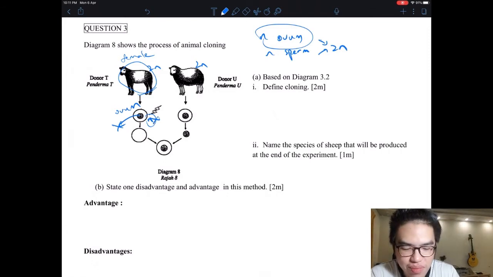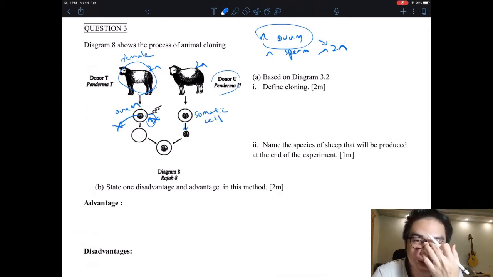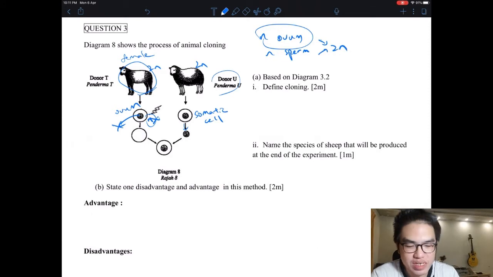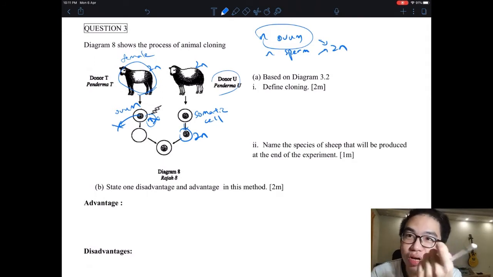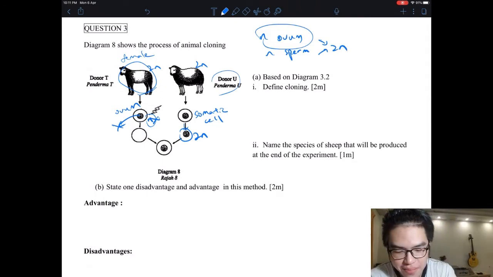And then from another donor U, they take a cell. Any somatic cell. Remember, it's a somatic cell. A somatic cell is any cell in your body. So they take out the somatic cell and extract the 2N from it. Let's say I take one of your skin cells, I take the DNA. You have 2 sets of DNA, one from Papa, one from Mama. So I straight away take that. And then they use electric, they zap them together.